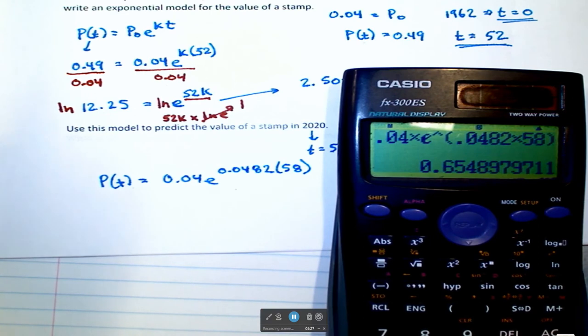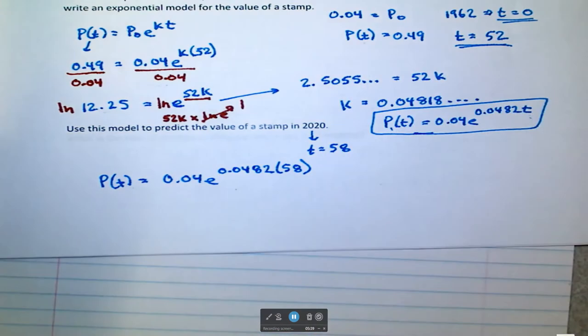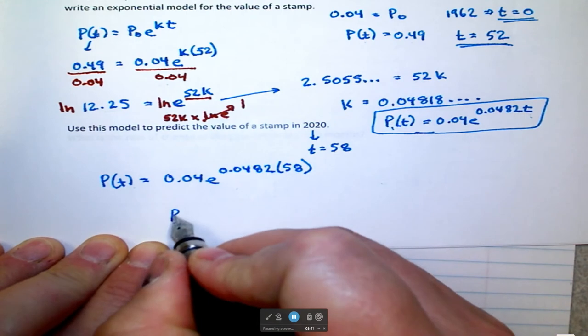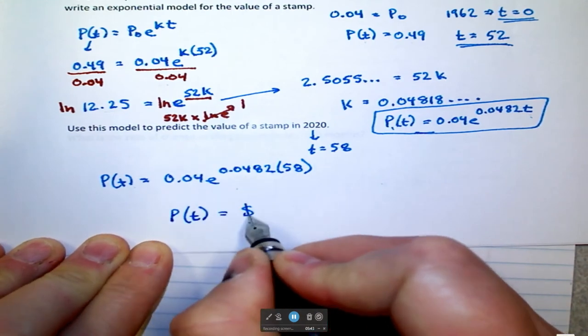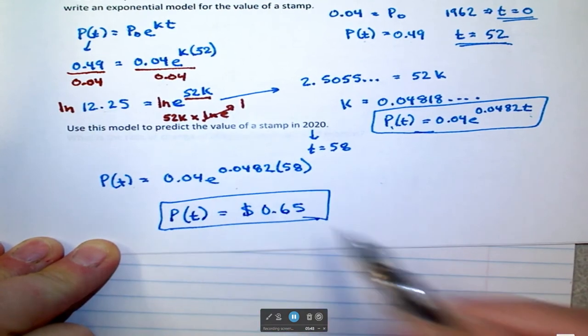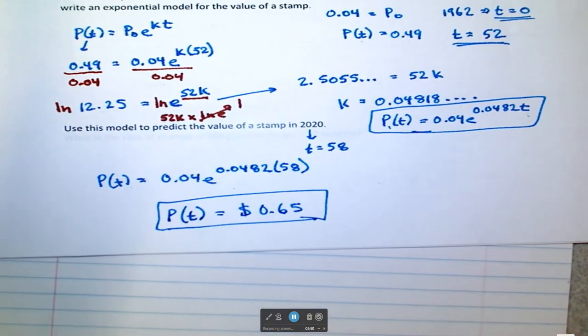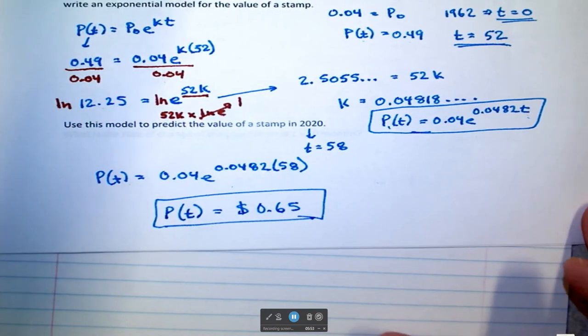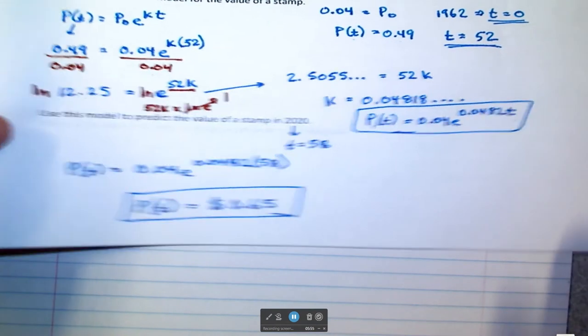Now, this is money. The value of a stamp is money. I have to round to 2 decimal places because it's money. So I'll look to the right of this 5 as a 4. We're going to round this down. So that's going to be 65 cents. Okay, so P of T is $0.65 or 65 cents. Okay, so there's our model used to predict the value of a stamp in 2020. Thankfully, stamps actually cost a little less than that in 2020.